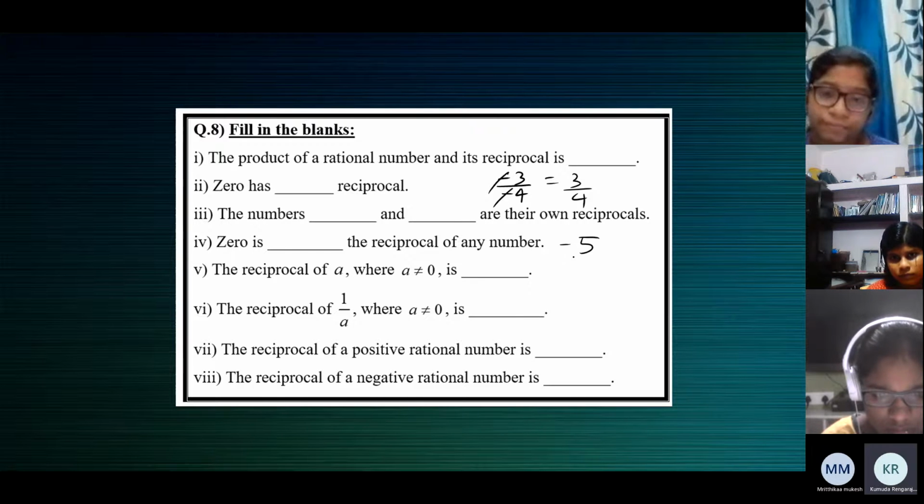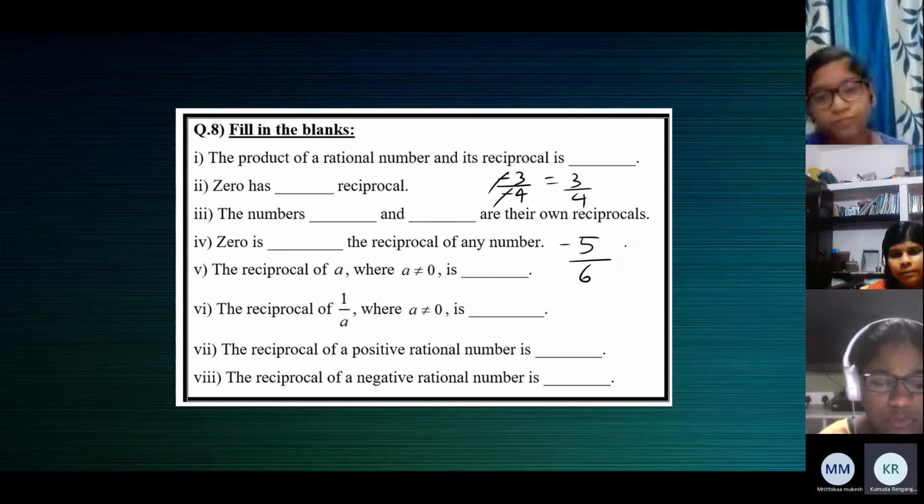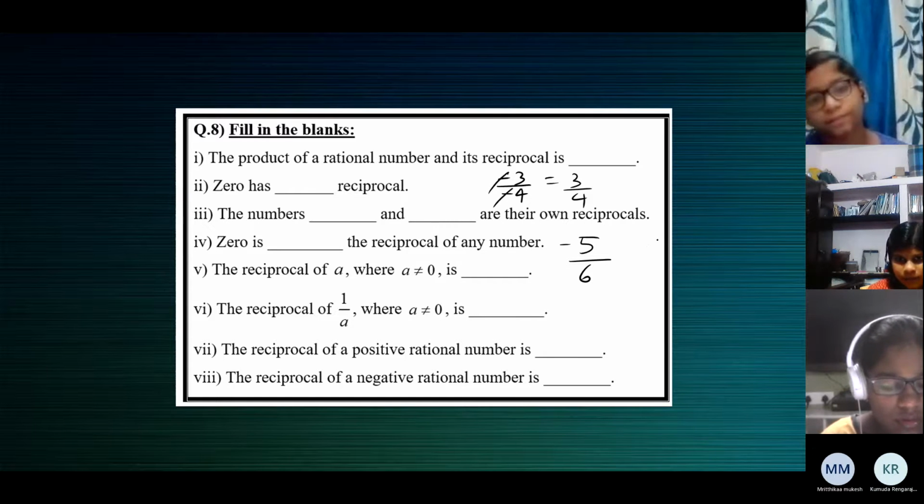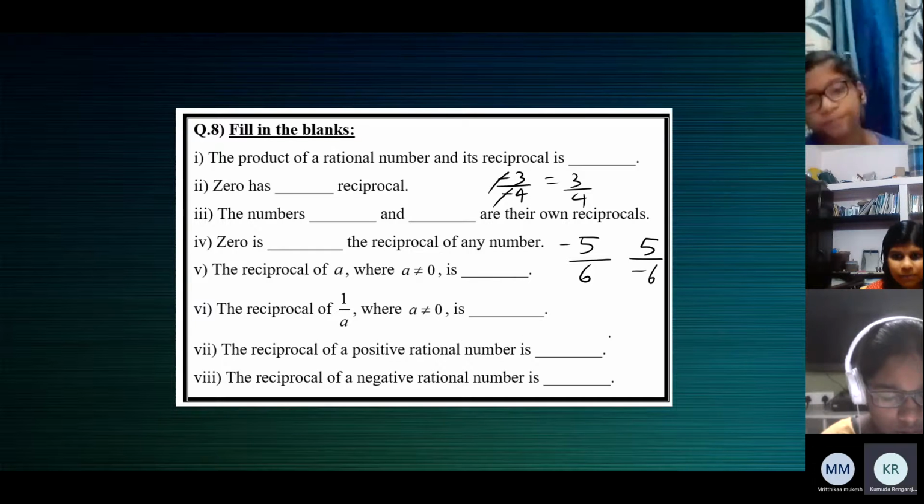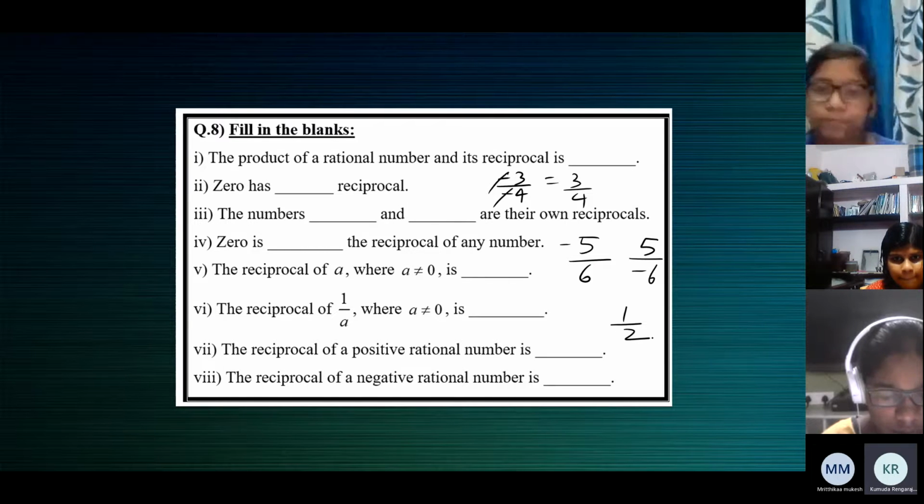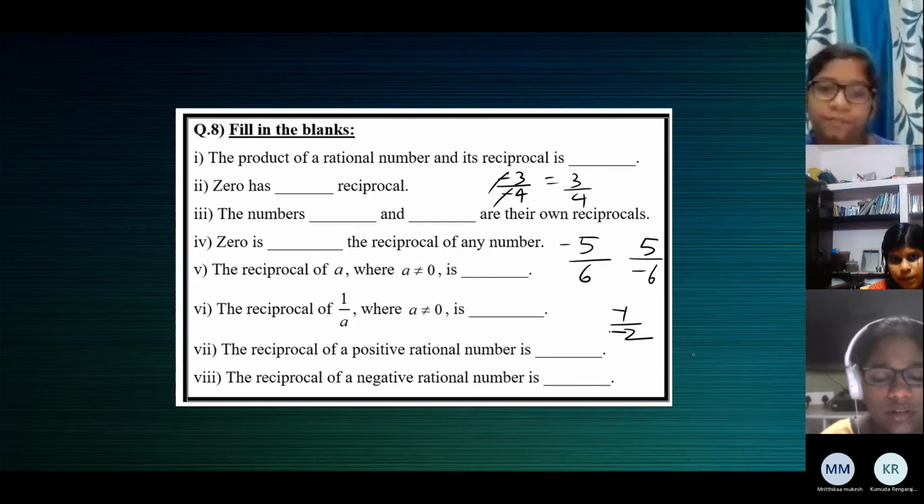What about minus 5 by 6? Is it a positive rational number or negative rational number? Negative rational number, ma'am. What about 5 by minus 6? Negative, ma'am. What about 1 by 2? Positive or negative? Positive, ma'am.